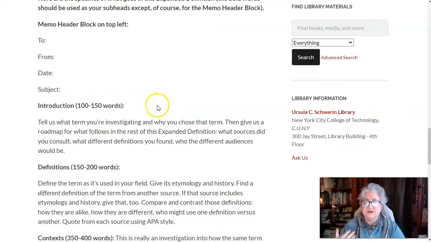There's an introduction that tells us what term you're investigating and why you chose that term. This part you can write up immediately, as soon as you pick it out. This last part you probably can't do until you get the whole thing written, so don't worry about it, okay? At least not for the first week.